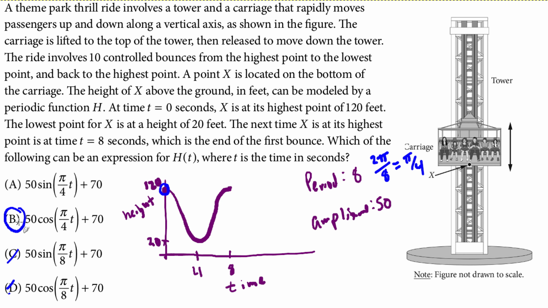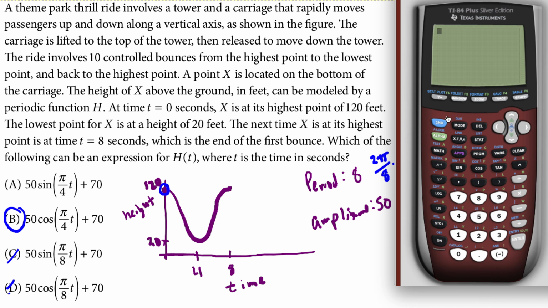Let's take a look at the calculator, see if this all makes sense. So on the calculator, we will have 50 cosine of, sorry, not x over 4, I need pi over 4 x, plus 70. And let me go and say, okay, window, we'll start from 0. We'll go to, let's do 16.